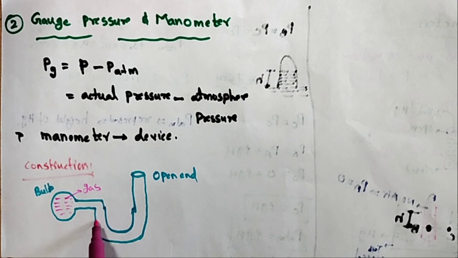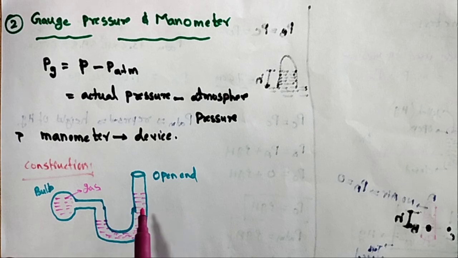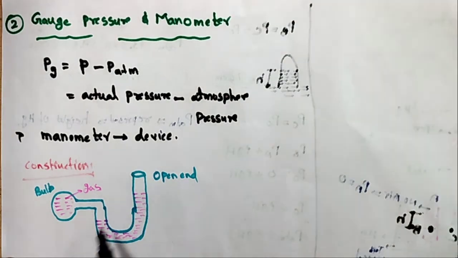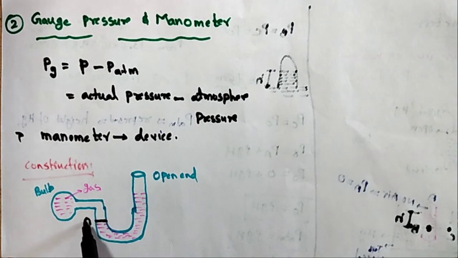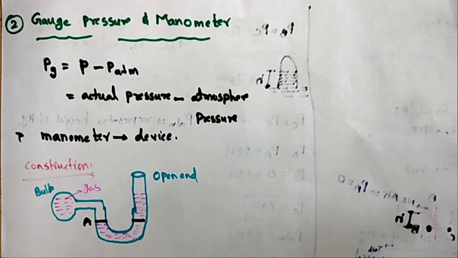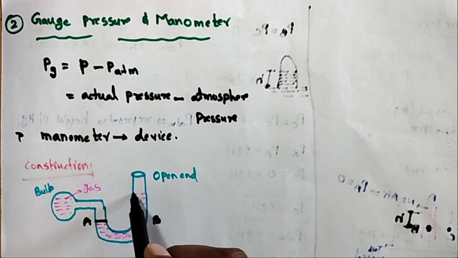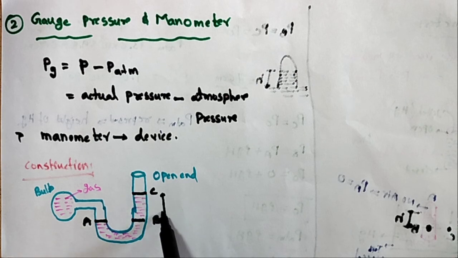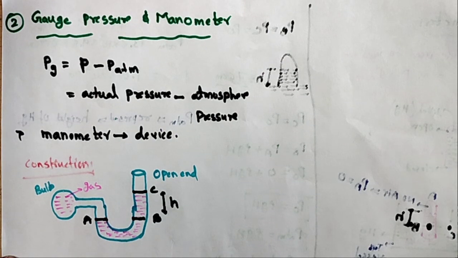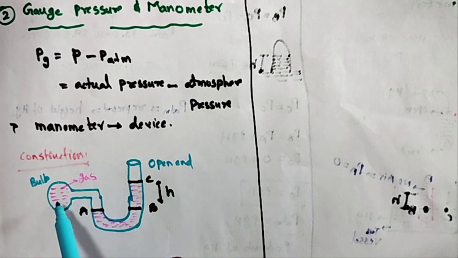Next, the U-tube contains some liquid. Okay, so I'm taking one liquid. In this U-tube I am taking 3 points: A point, B point, and another point C. Their height difference is small h. Here I will calculate the pressure of the enclosed gas.